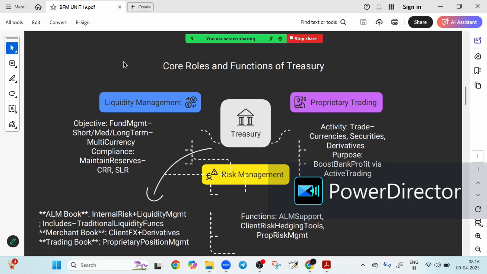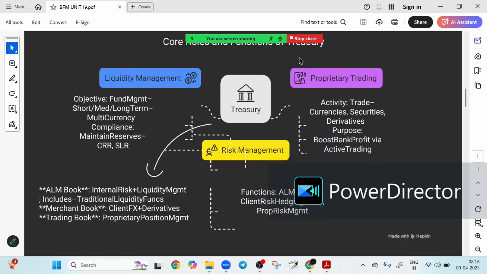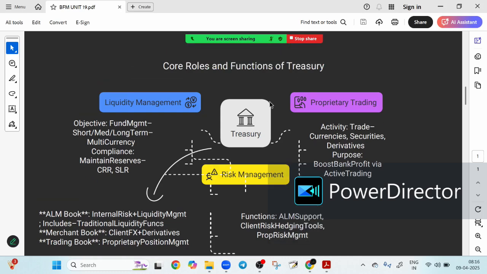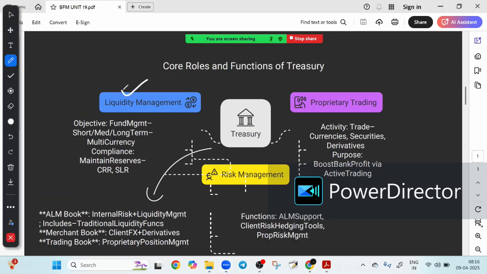When we think of a bank treasury, we often imagine a room full of complex financial instruments and high-stake decisions. But at its core, the treasury is built around three powerful pillars. What are the three powerful pillars of treasury? Let me show you. The first is called liquidity management, as you can see it here. The second is called proprietary trading, and third is called risk management. Let's decode these one by one.